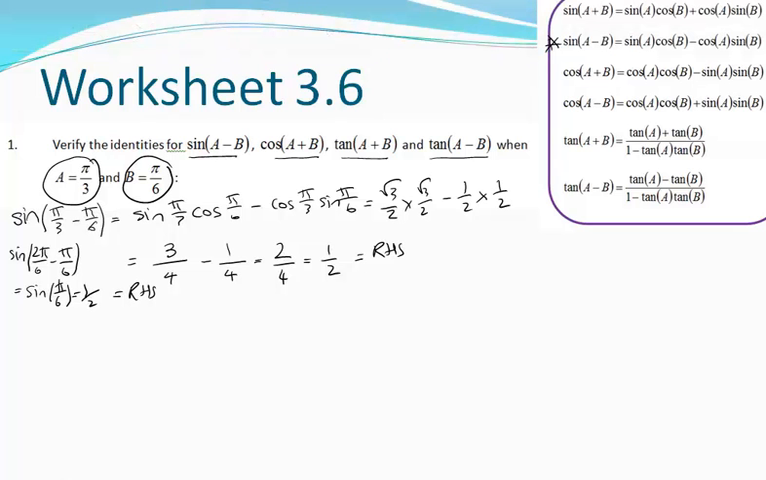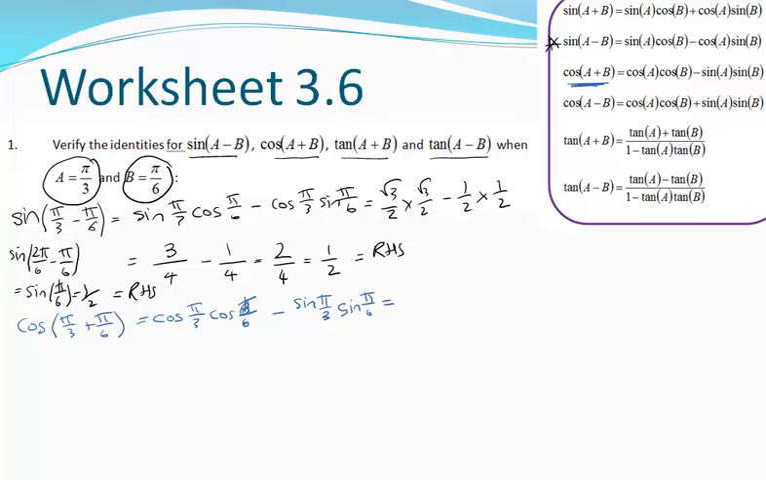So looking at our next identity, we have cosine A plus B. So cosine of pi on 3 plus pi on 6. We look here, for cosine A plus B our formula is cosine of A, pi on 3, multiplied by cosine of B, which is pi on 6, minus sine of A, pi on 3, multiplied by sine of B, pi on 6.